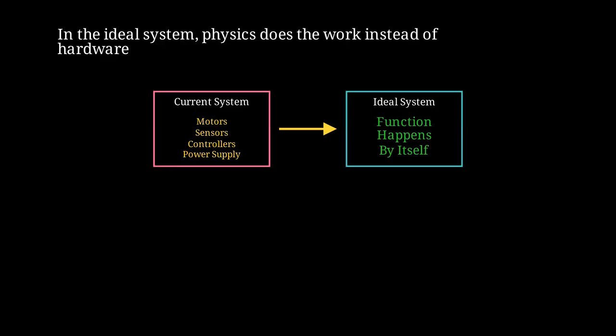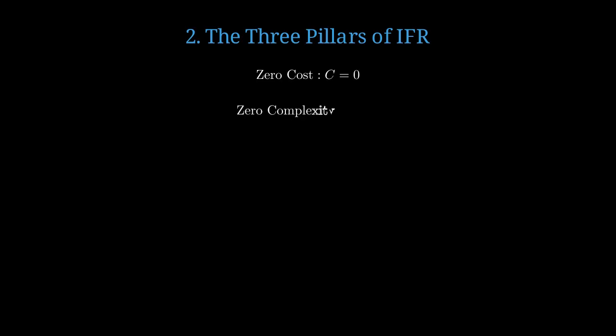Compare a current system loaded with motors, sensors, controllers, and power supplies versus an ideal system where the function simply happens by itself through clever use of natural phenomena. The IFR rests on three fundamental pillars that define what makes a system ideal. First pillar, zero cost. The ideal system requires no money to build, maintain, or operate. Second pillar, zero complexity. The ideal system has no parts, no assembly, no intricate mechanisms. Third pillar, zero harm. The ideal system produces no waste, no pollution, no negative side effects.